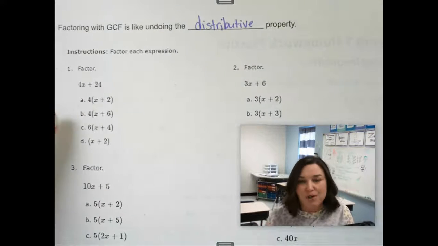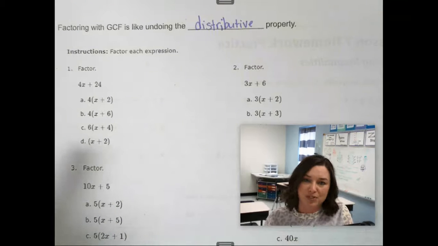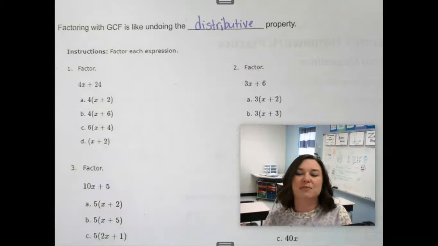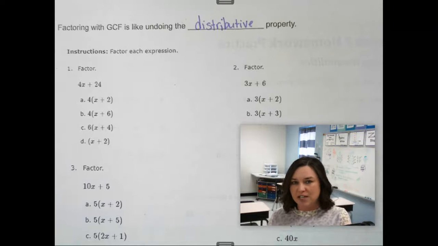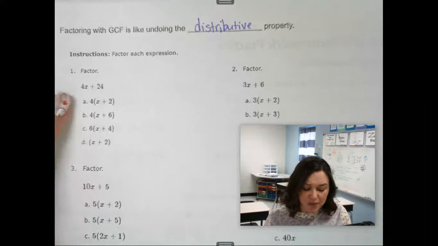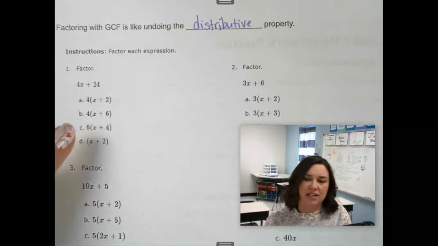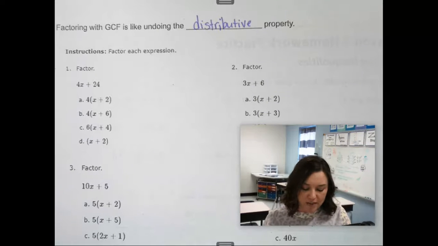So I purposely chose some multiple choice ones for you to look at first to have some guidance toward it, and then we're going to do some that aren't multiple choice to scaffold in. So I'm going to do this first one with you as an example. So factor 4x plus 24.